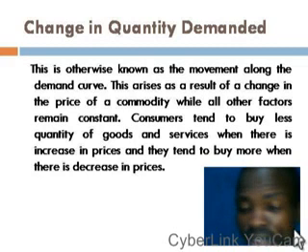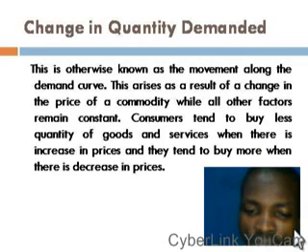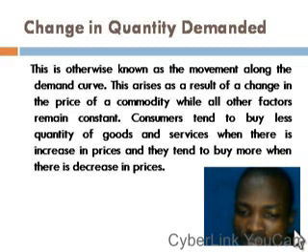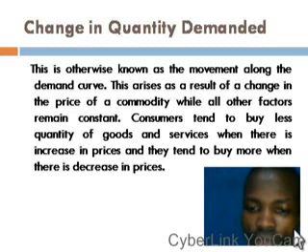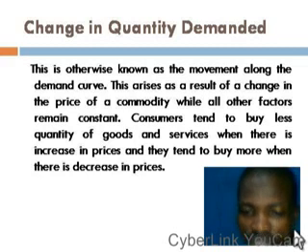What this simply means is that it is only a change in the price of a commodity that can bring about a change in quantity demanded. So therefore, there is a change in quantity demanded whenever only the price of a commodity changes, while all other factors remain constant. So it is only the price of the commodity that can bring about a change in quantity demanded.